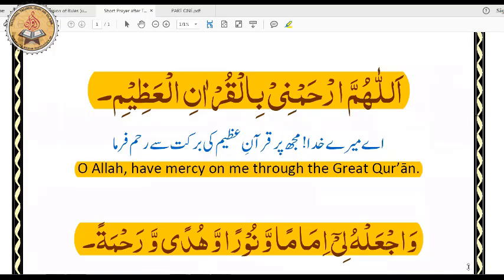Oh Allah, have mercy on me through the great Quran. Very nice. And if you could carry on, please, and do the second part of this dua.